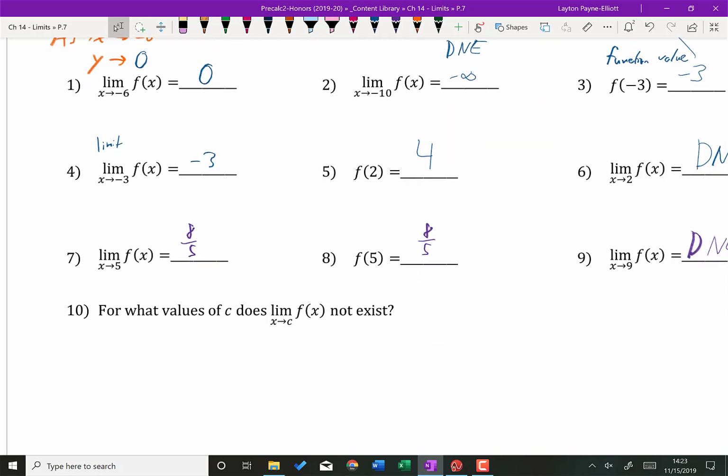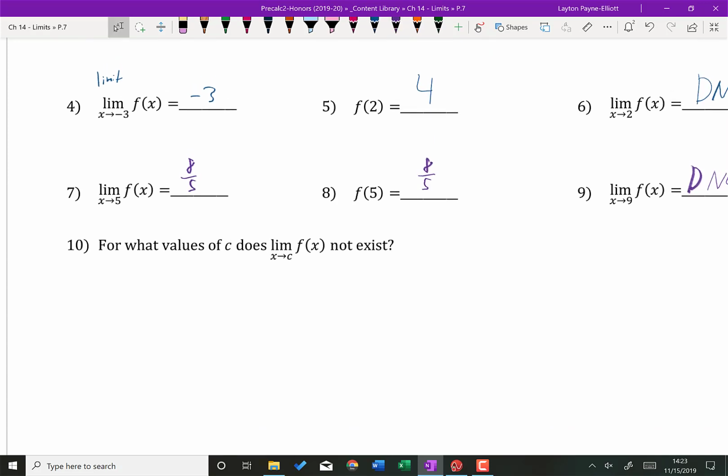Okay, finally, for what values of c does the limit not exist? Let's do this in interval notation. What values? Give me them. Negative 10.